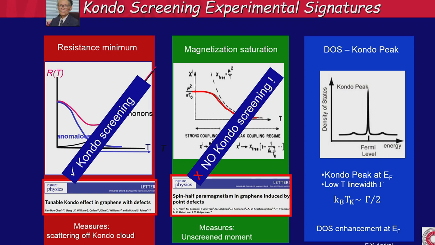And it's very interesting, the theorists sided with the Manchester group, and they tried to find reasons why Fuhrer's group is wrong. They were saying, oh, he's not seeing Kondo screening, all he's seeing is localization, and this kind of work was considered to be wrong. So we decided to look at the third signature, to see if we can find a peak at the Fermi energy.